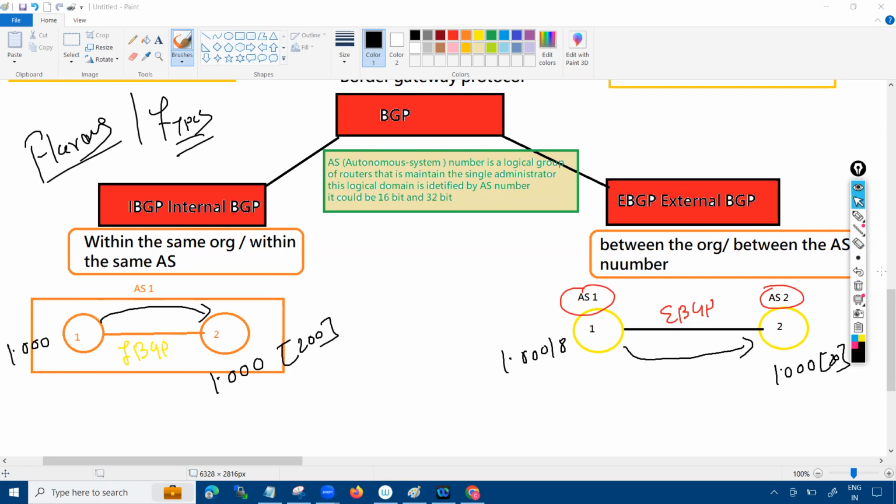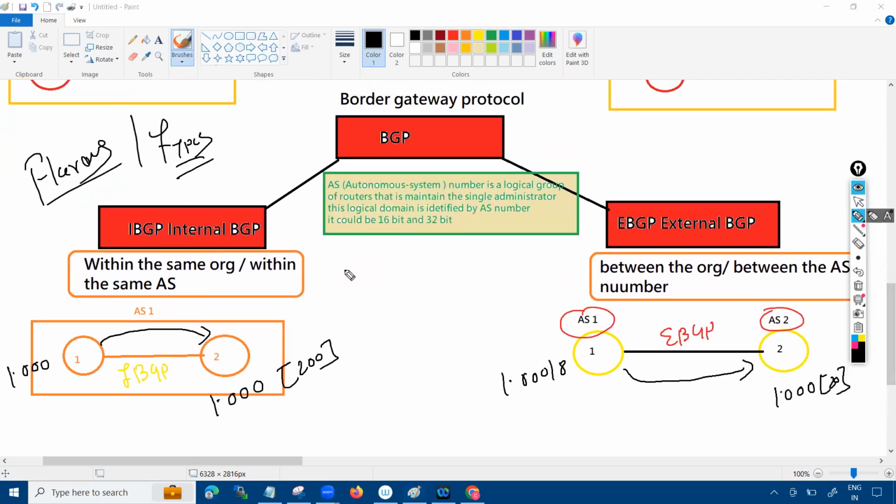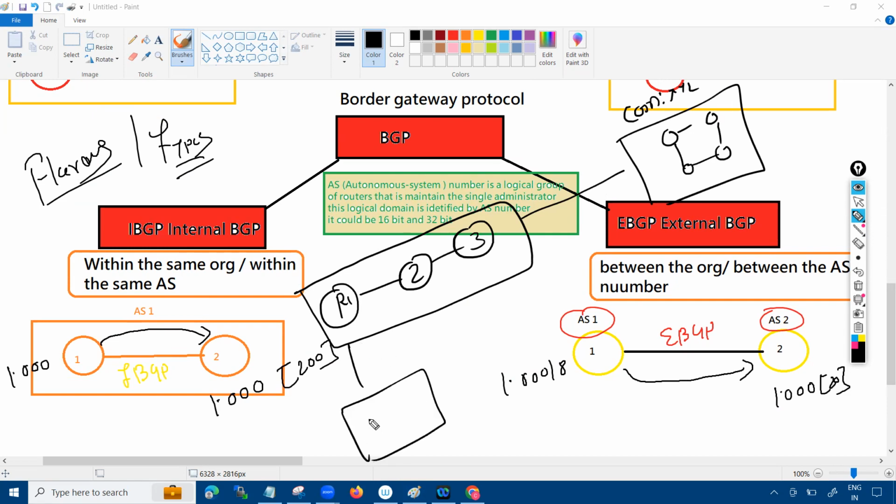Take an example, I'll draw this picture over here. We have router 1, router 2, and this is one service provider, and this is the company XYZ. In this company, we have a lot of routers connected, and then we have other companies with routers connected too. This is the service provider, this is company XYZ, sorry, let's make it ABC. And I want to achieve communication between XYZ and ABC.